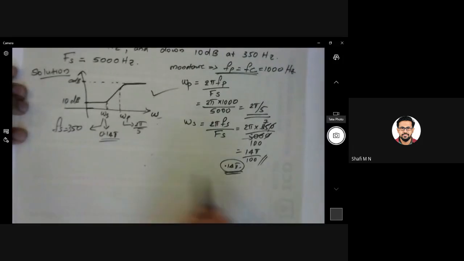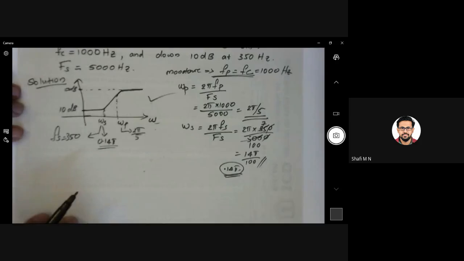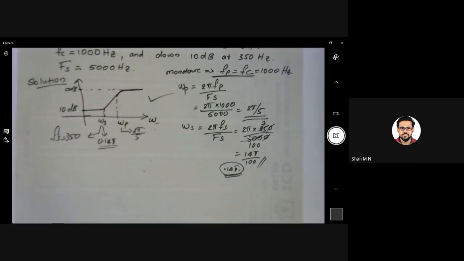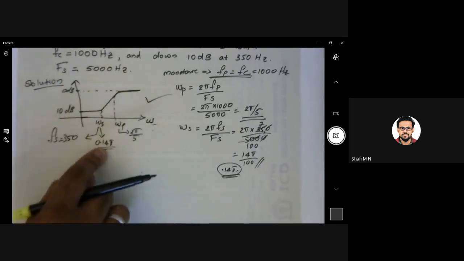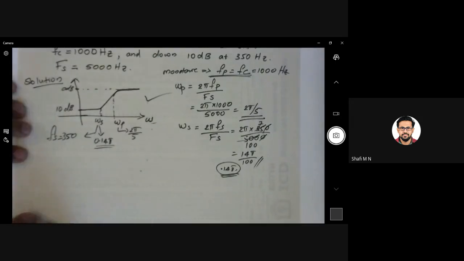So 0.14 pi is your omega s and omega p is 2 pi by 5. So where to start the design? Can I start designing my analog filter with these specifications? First you have to design analog, then convert to digital. My question is, can I start designing the analog filter with this as the stop band edge and this as the pass band edge? If I do like that, definitely the warping effect will give distortions in my response. So to avoid warping, I have to do pre-warping.